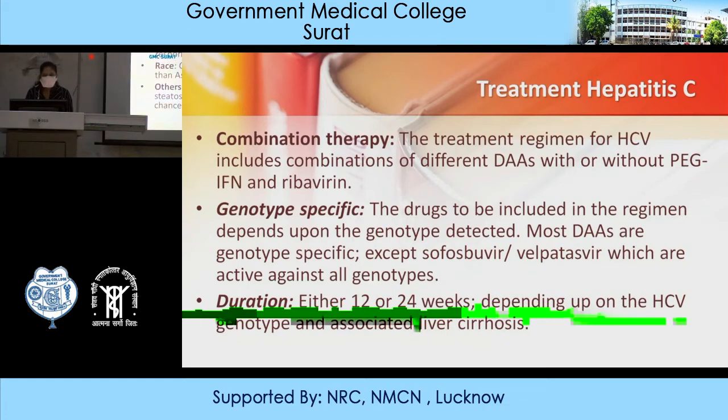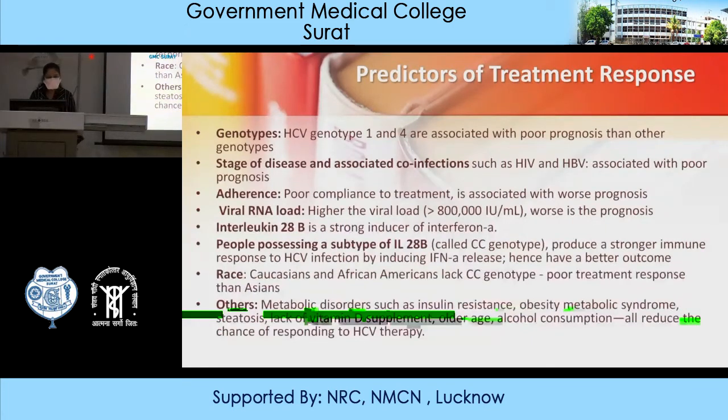Predictors of the treatment response. HCV genotypes 1 and 4 are associated with poor prognosis compared to the other genotypes. Advanced stage of the disease and associated co-infections such as HIV and HBV are associated with poor prognosis. Poor compliance to treatment is associated with poor prognosis. Viral RNA load: higher the viral load, worse is the prognosis.